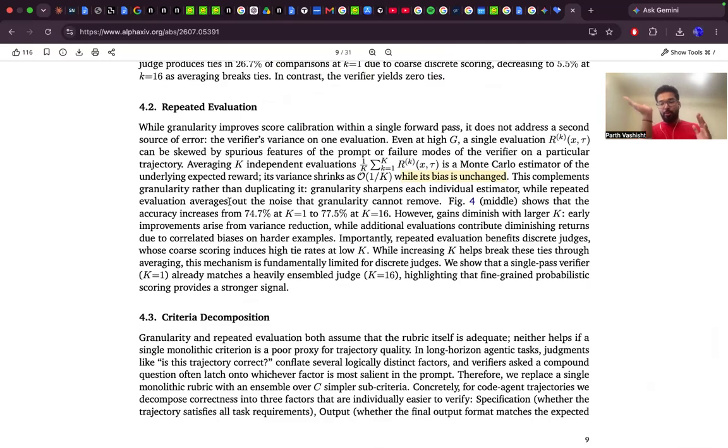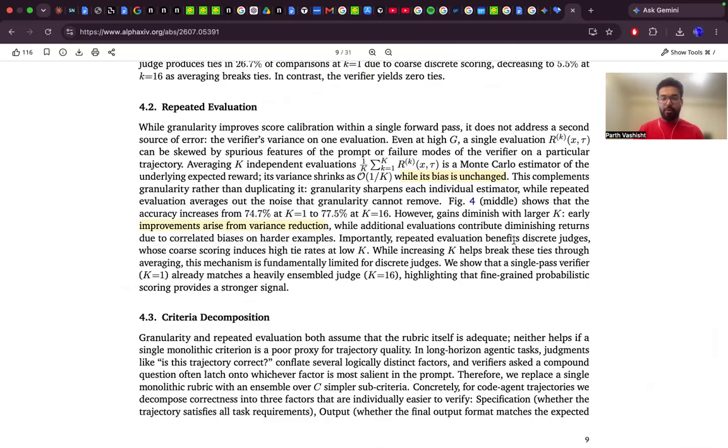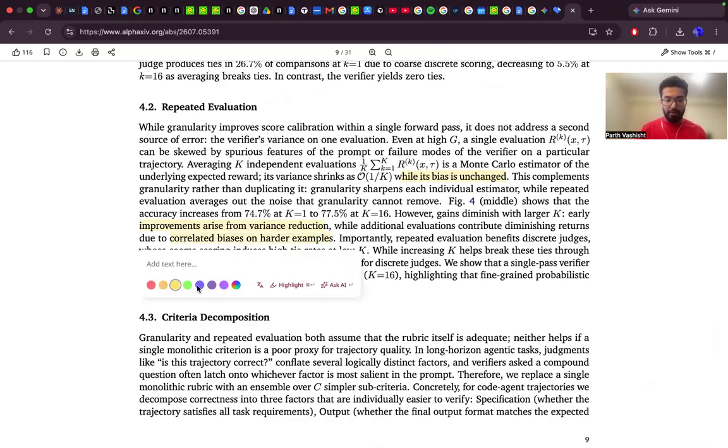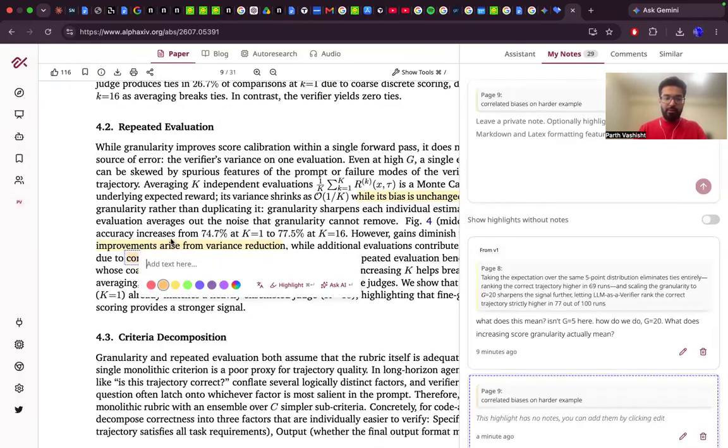However, the gains diminish with larger K, and this is what I mentioned earlier as well. Now, early improvements arise from the variance reduction. So that's the main idea, while additional evaluations contribute diminishing returns due to correlated biases on harder samples. Correlated biases. What are correlated biases? Let's ask.